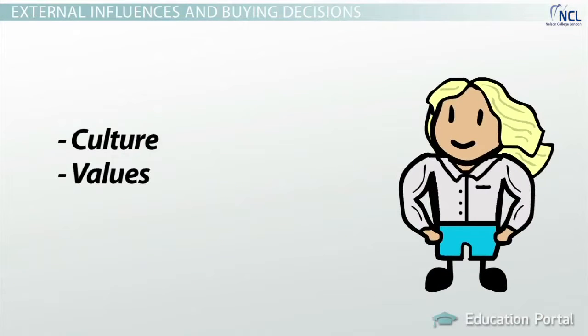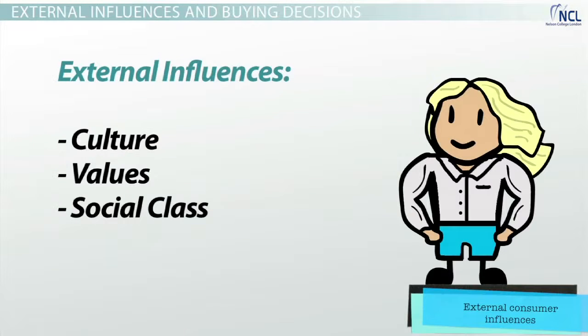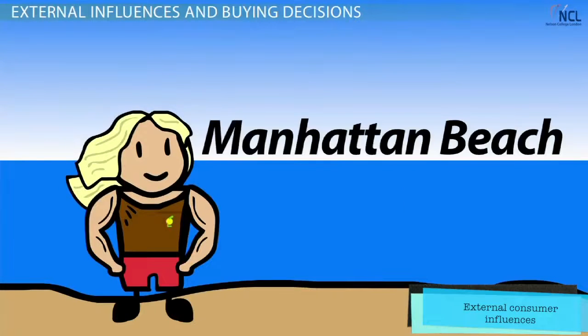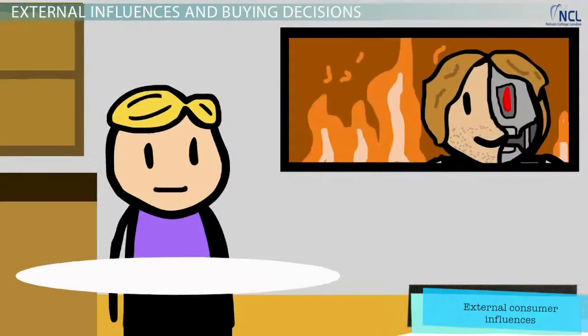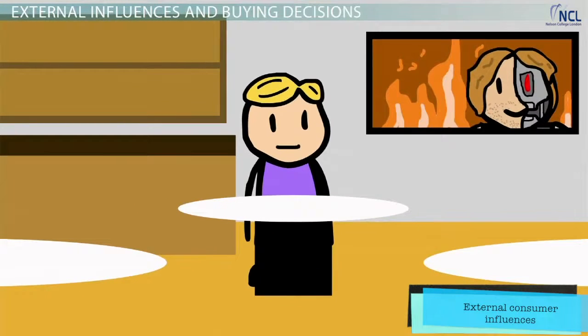Our culture, values, and social class, along with the people we associate with and those we admire. All the things I've just listed are considered external influences on our buying decisions. Let's say, for example, you're a fitness enthusiast living in Manhattan Beach, California. How do the external influences we just mentioned impact your purchase decisions? For one, you live in an area where eating well and exercising are more popular.